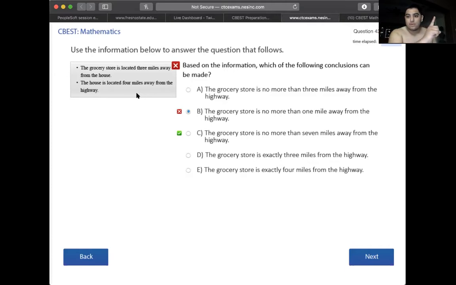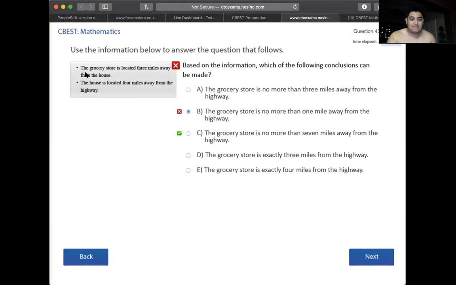So grocery store to house, 3 miles, and then house to highway, which is 4 miles. And then that adds up to 7, which is C. The grocery store is no more than 7 miles away from the highway. Okay? Now D, the grocery store is exactly 3 miles away from the highway.